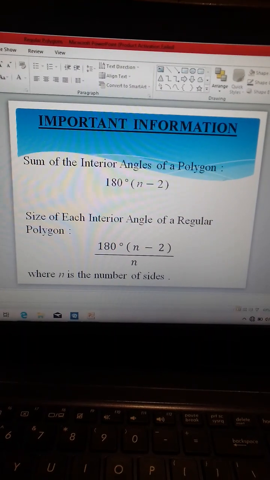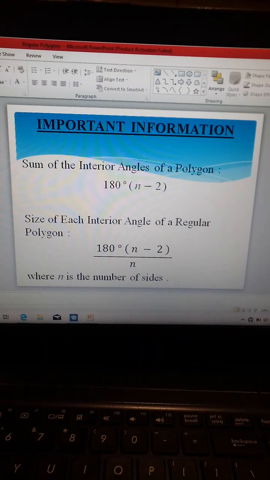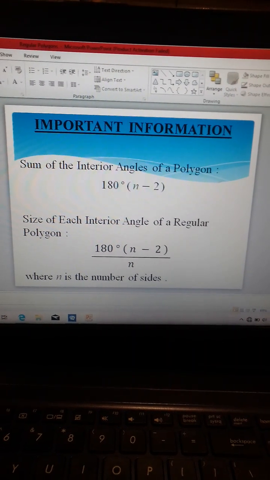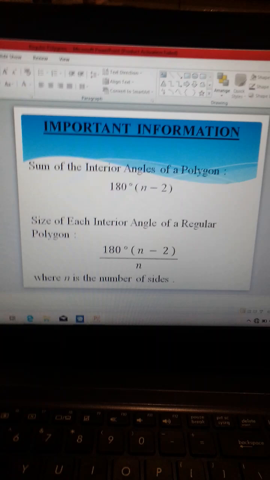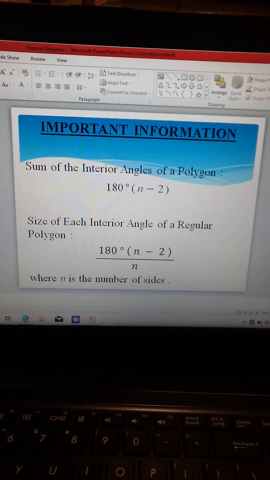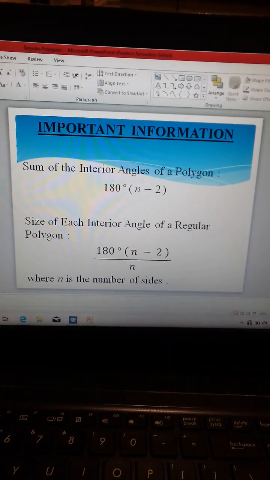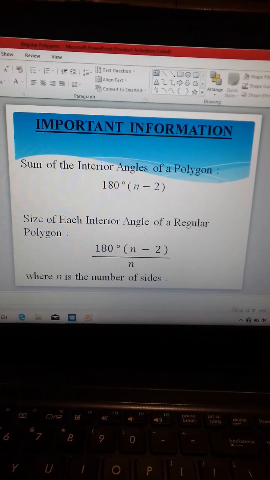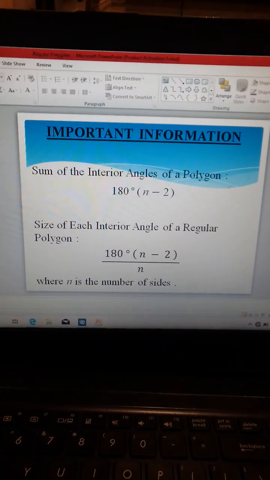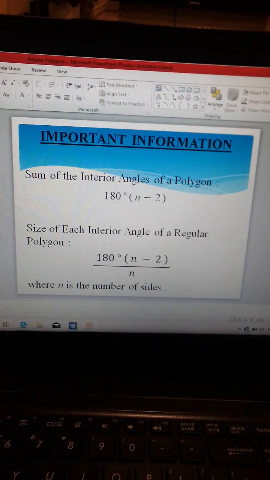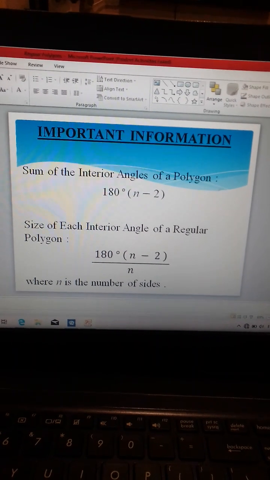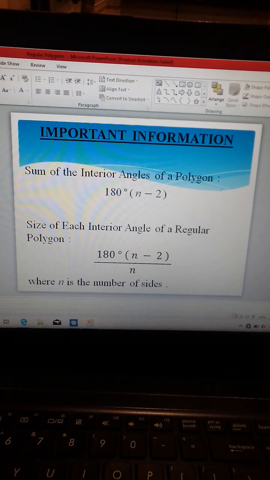Now the important information that you need to know is that a regular polygon is a polygon with all interior angles being equal as well as all sides being equal. So the first regular polygon is an equilateral triangle, because remember, in an equilateral triangle all three sides are equal and all three angles are equal.